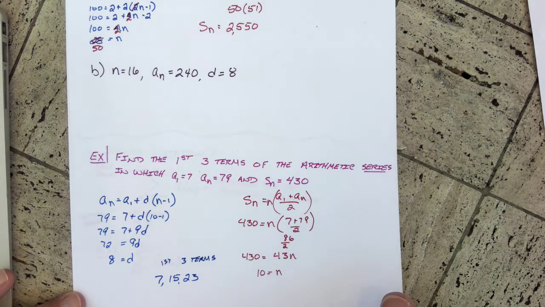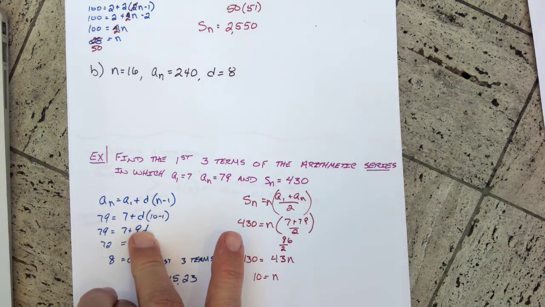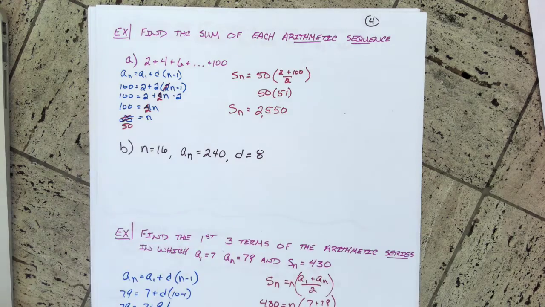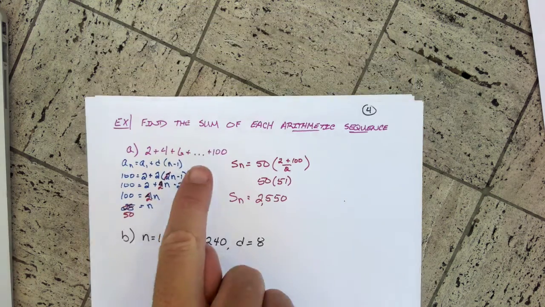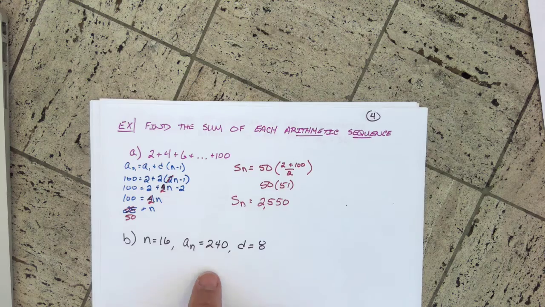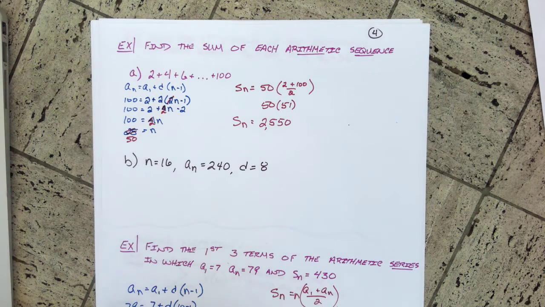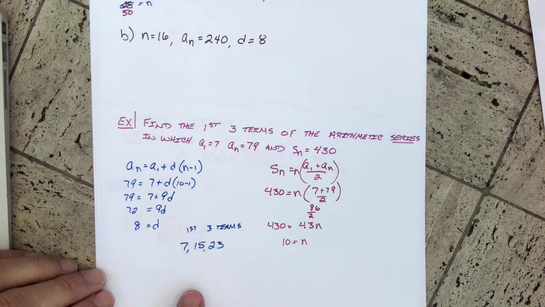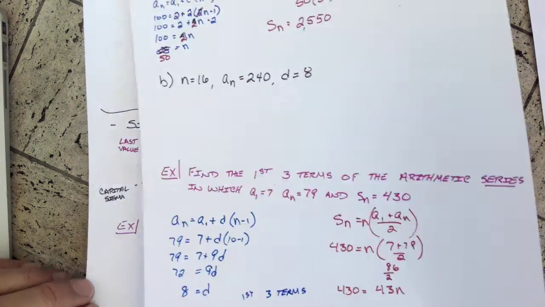You know what? I've changed my mind here. I'm not going to go back to this one. I'm going to let you guys figure out that example, and you can ask me in class. n is equal to 16, a sub n equals 240, and d is equal to 8. You've got to find the sum. So you do that one, and you can ask me in class on Monday or Wednesday, and see what you come up with. Here we found the first three terms, so it's a little bit different. Let's try another example in those regards.